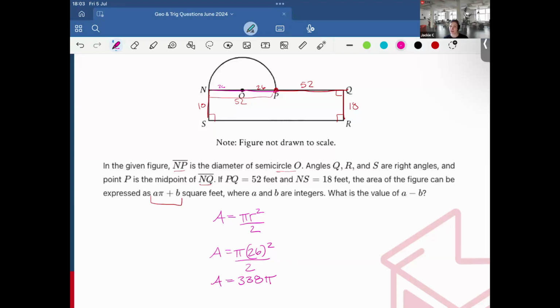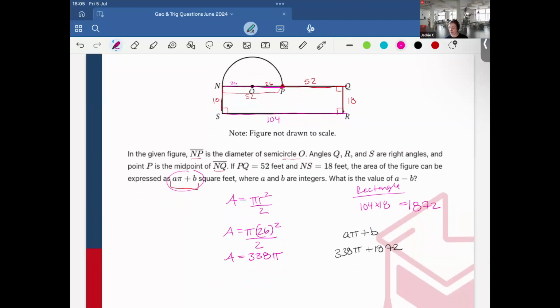Okay, then next we can calculate the area of the rectangle. So remember, this is 52 plus 52, so this is 104. So the rectangle would just be 104 times 18, and that is equal to 1872. And it says that the area of the figure can be expressed as a pi plus b, and this would be 338 pi plus 1872. And then I'm asked, what is the value of a minus b?